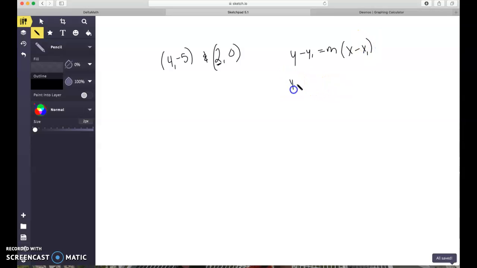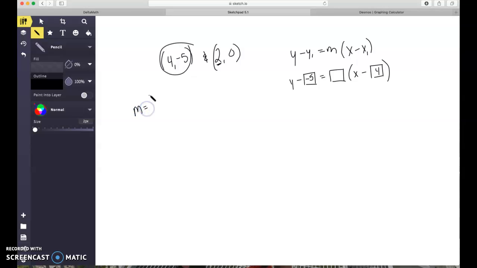So we're filling in a y coordinate from our point, our slope, and we're filling in an x coordinate from our point, right? And we could use any point we want. I'm going to use (4, -5), right? So I'm going to fill in my -5 since that's my y coordinate and it stays with my y variable. I'm going to fill in my 4 since that's my x coordinate of my point, so it stays with my x variable. And then the last thing I need to do is find my slope, right?